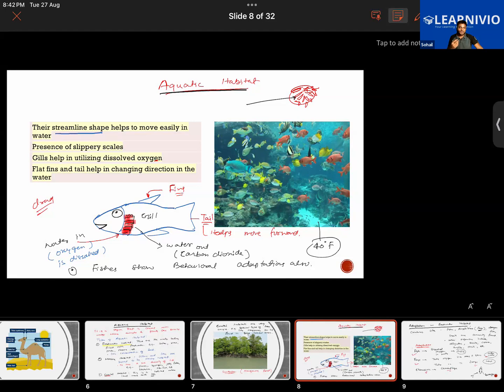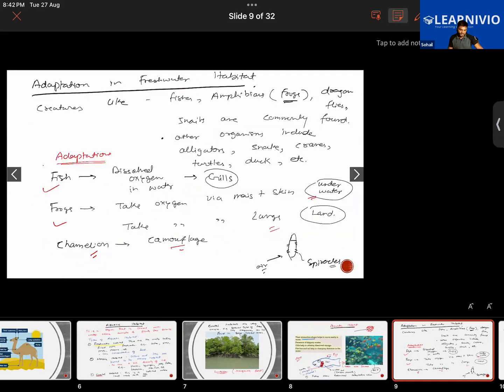Unlike we humans, they don't have lungs, so they can't take oxygen from the air, but they take oxygen dissolved in the water with the help of their gills. So they have gills in them.